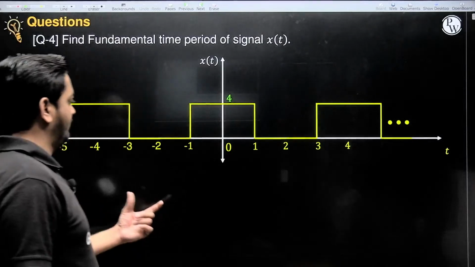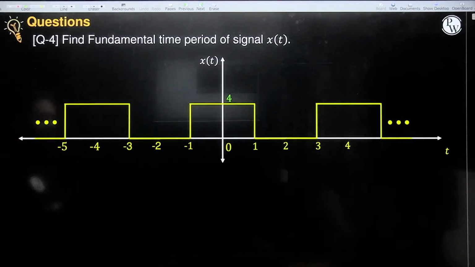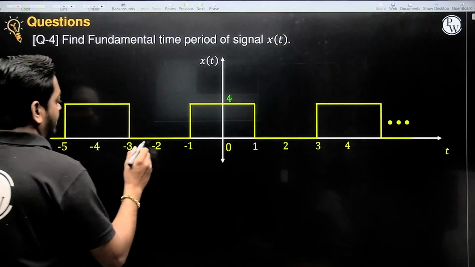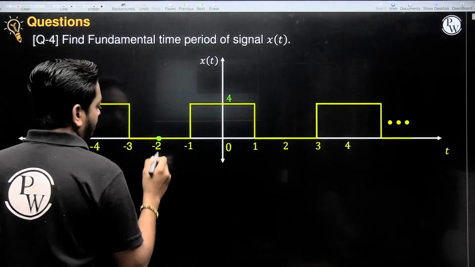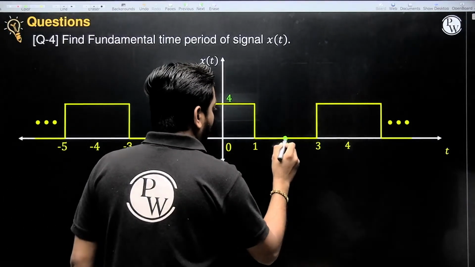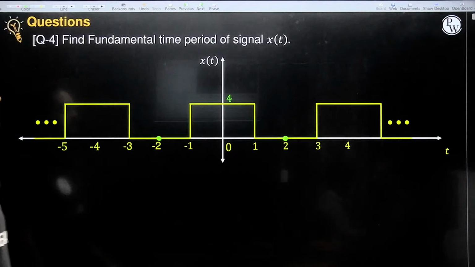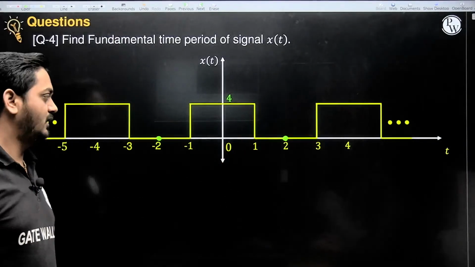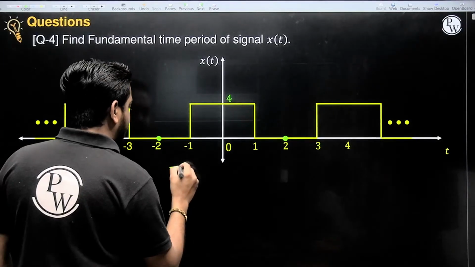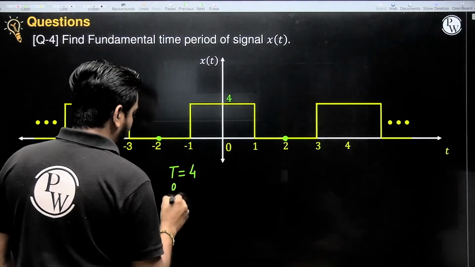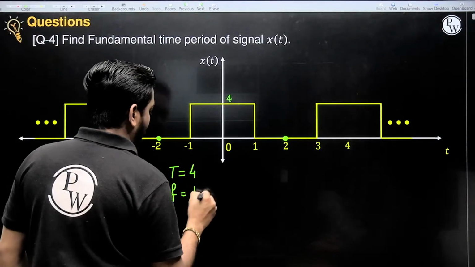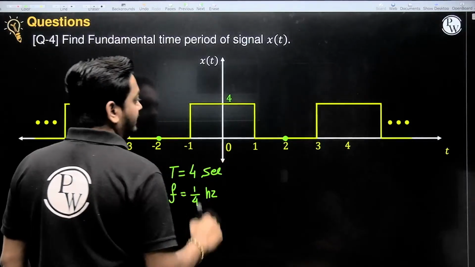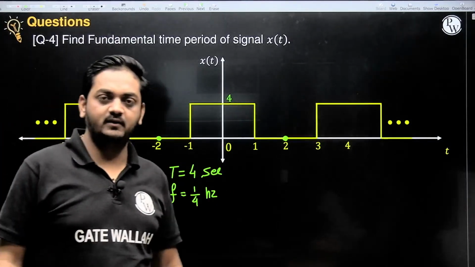Now find the fundamental time period of this signal. It is also very important. You can see here one cycle is from -2 to +2. Correct? -2 to +2. This is the fundamental time period. Clear? So the fundamental time period T is equal to 4. The fundamental frequency is 1 by 4. The unit is hertz. Here the unit of time period is second. Clear? Fine.